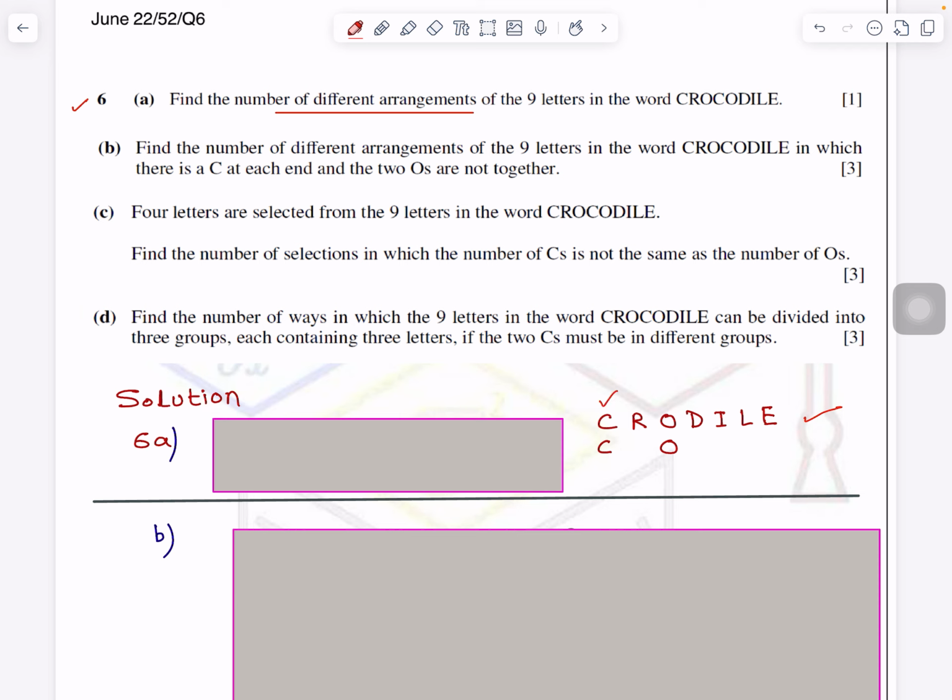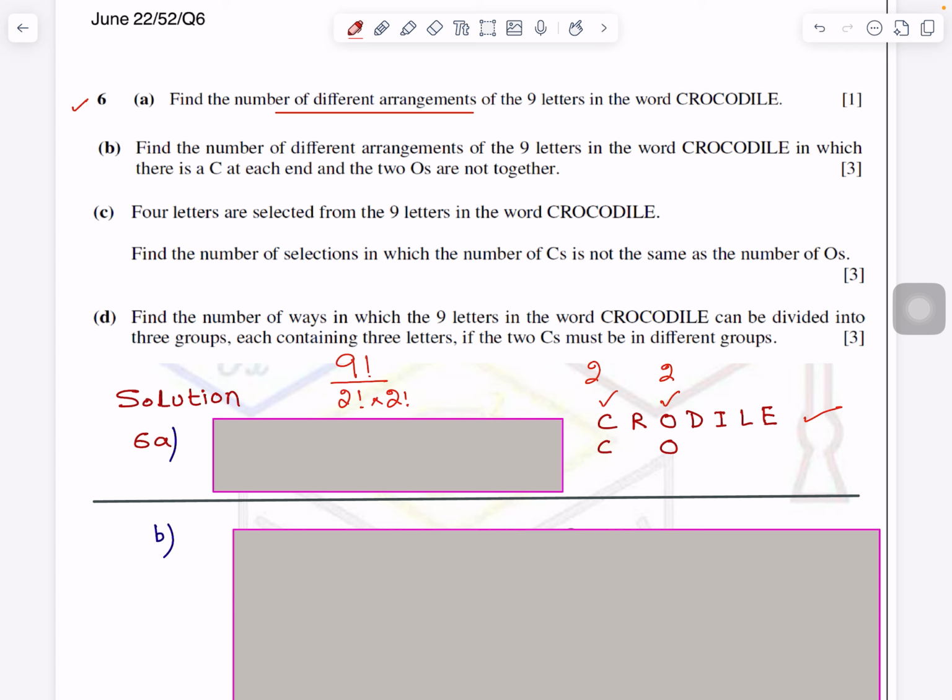So C is identical, O is identical, and how many times is it repeated in the word? 2 times C and 2 times O. Now if I have to arrange all 9 letters, what is the best way? It's factorial, you know that, right? 9 factorial. This means all the 9 letters will be arranged in different ways. But there are repeated, identical cases. How many times? 2 times. So that's why we have to divide by those, so that the duplicated ones can be cancelled out.